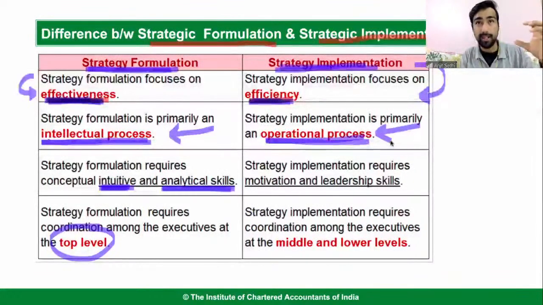उसके लिए मुझे cheapest car लेनी पड़ेगी. cheapest car के लिए मुझे cheapest raw material चाहिए. Intellectual process, thought process, strategy बन रही है. सबसे सस्ता, where will I get the cheapest raw material? How will I make a small car? How will I fit a family in a small car? All of this is operational process, and that is strategy implementation, right?